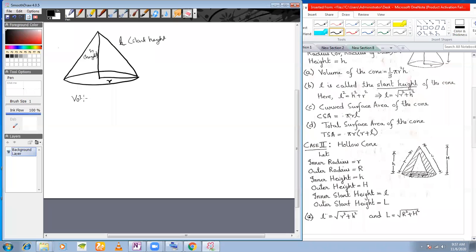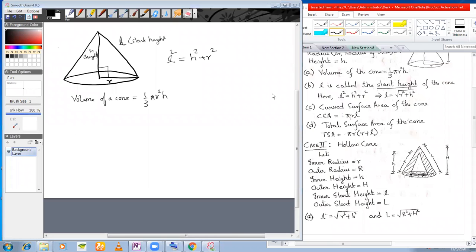I told you that volume of a cone is 1/3 pi r square h. Also, the fundamental relation that this forms a right angle triangle here. This one is a right angle triangle. So you can write hypotenuse square, L square, is equal to perpendicular square plus base square. So this is the volume of a cone.